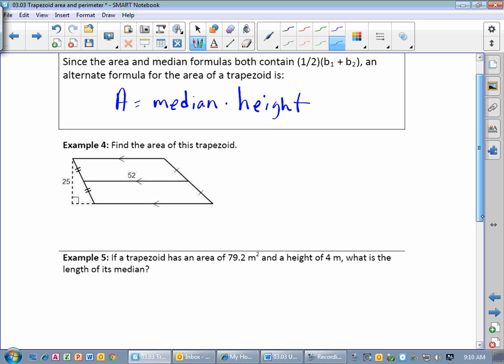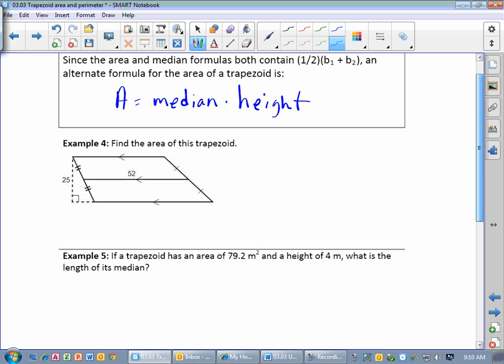Okay, so we're given a trapezoid, which notice these represent congruence, and these represent congruence, which means that these 2 points are the midpoints of the 2 sides, which means 52 is the median. And notice this line right here is perpendicular to the base, so this is the height. So the area would be median 52 times the height of 25. 1,300 is our area.